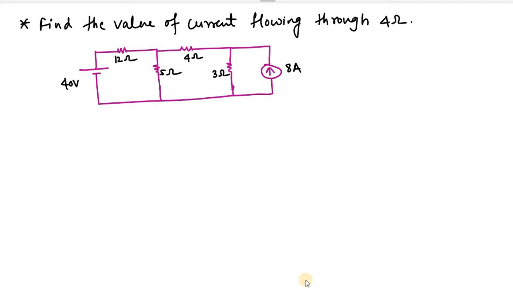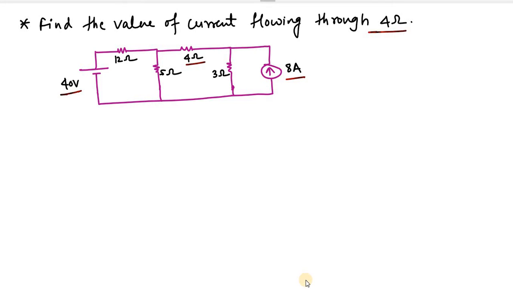Hello student, in this video we are going to see an example based on the superposition theorem. Find the value of current flowing through the 4 ohm resistor. So we have to find the current flowing through this 4 ohm resistor by the superposition theorem. Here first we have to identify how many sources are acting in this circuit. Here 40 volt and 8 ampere are acting in this circuit.